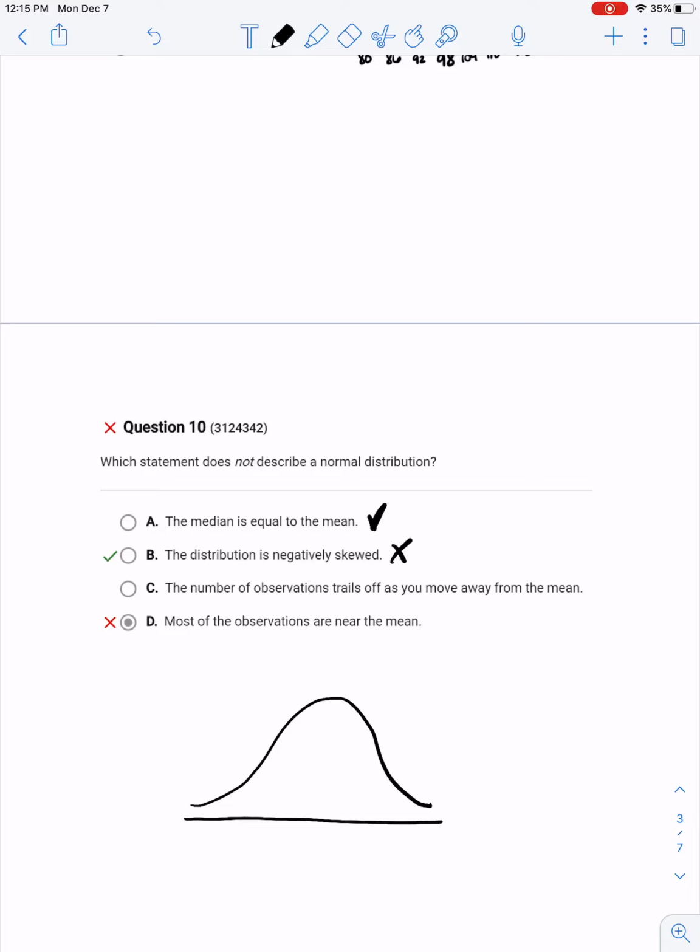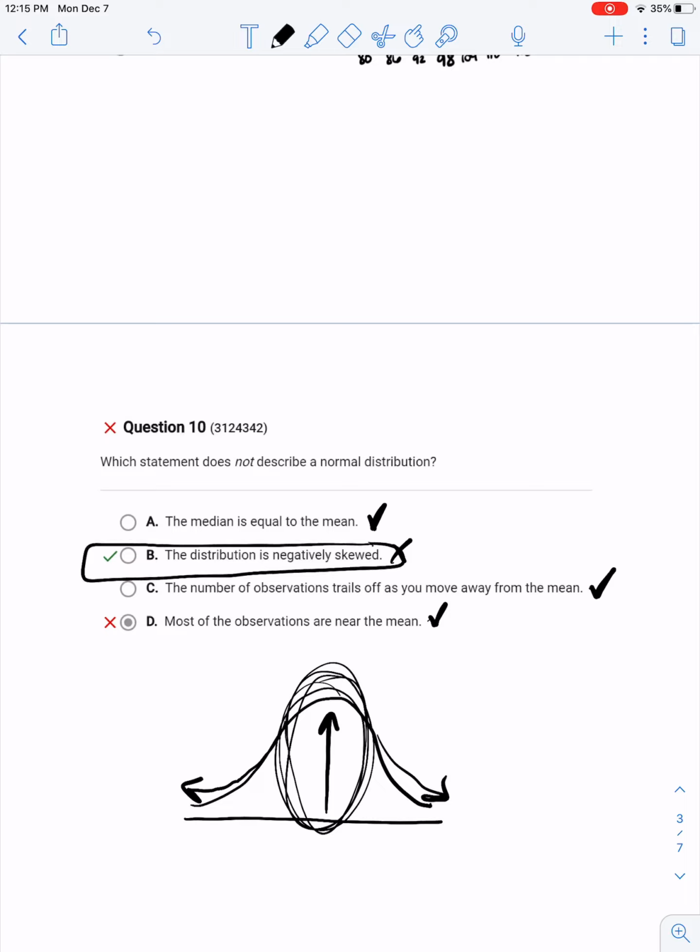The number of observations trails off as you move away from the mean. That's correct. So right here in the middle, this is where most of the data is happening. It trails off as you go to the right, and it also trails off as you go to the left. So on either side, it really decreases. And then most of the observations are near the mean. That's why there's this big hill in the middle. That's correct. So it's got to be this one. The distribution is negatively skewed.